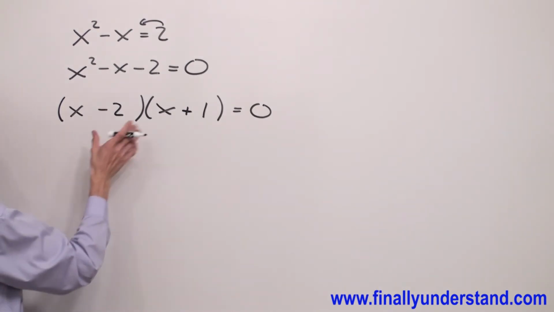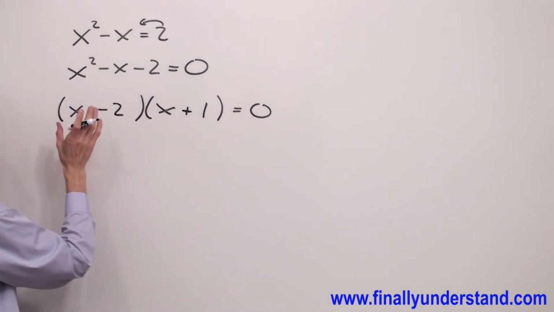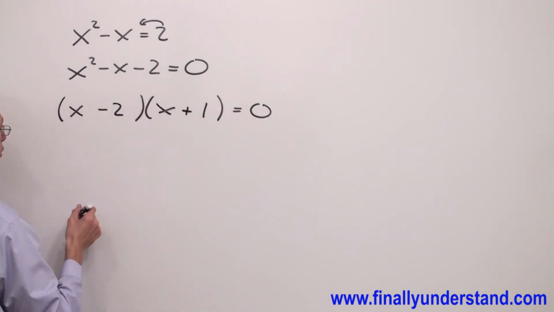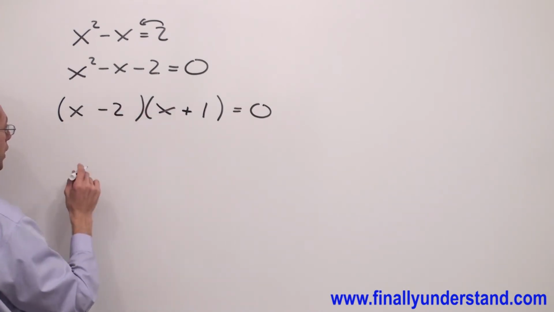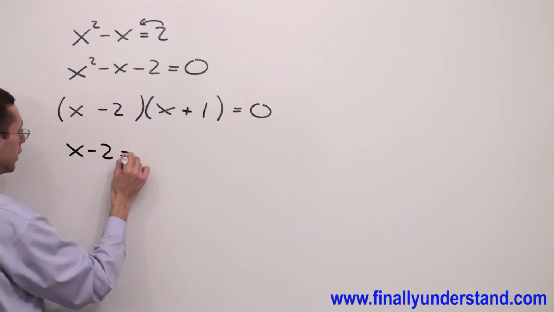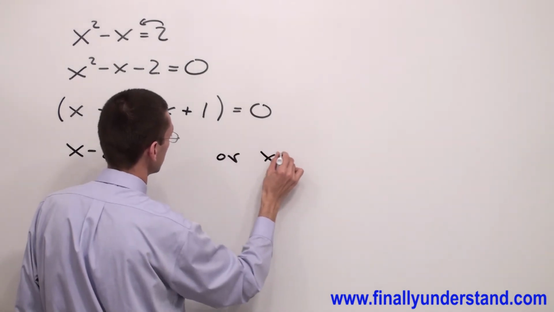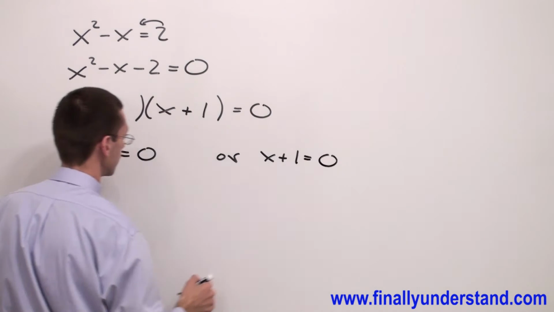So, in order to make the left side equal to the right side, one of these factors or both of them are supposed to be equal to 0. So what am I supposed to do? Just make each one of them equal 0. x minus 2 is equal to 0, or x plus 1 is equal to 0.